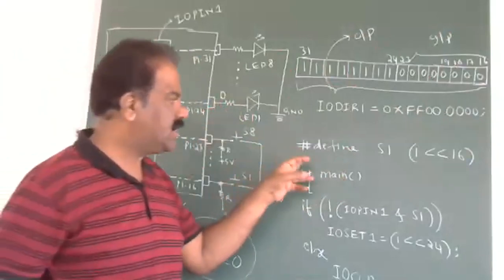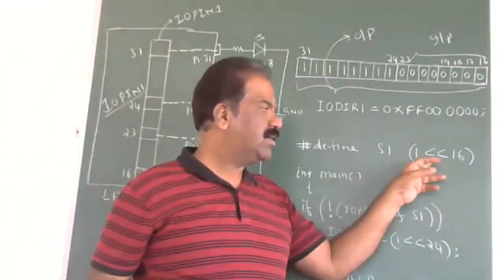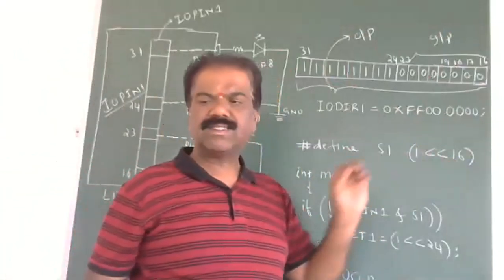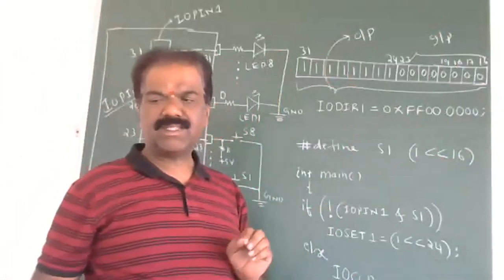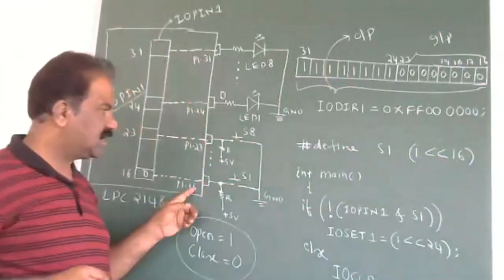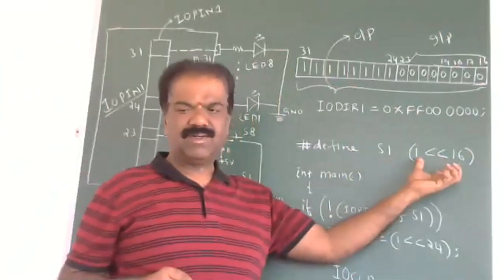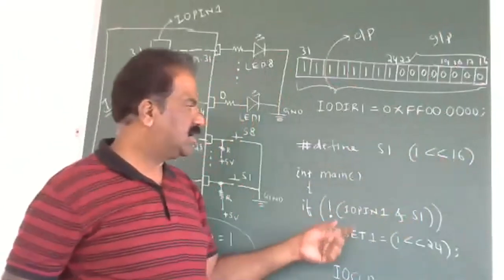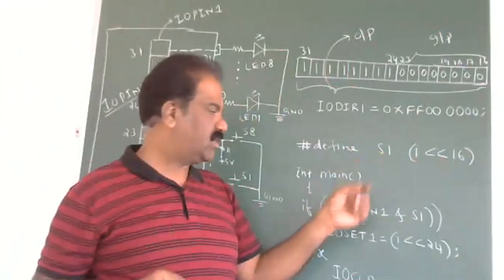Now, just listen. S1 is defined as 1 shifted left 16 times. Because I'm using P1.16, I have to write this particular thing. That is, bit number 16 is 1. That's the meaning of this.